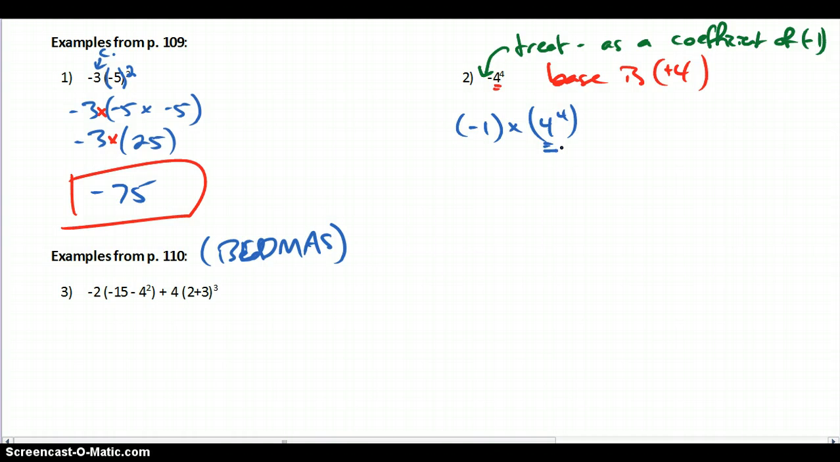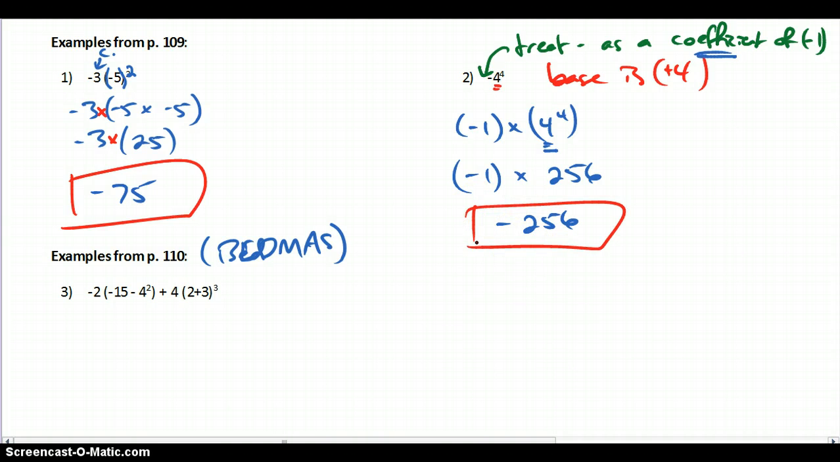We've seen that already, but there's just another way to look at it with this new idea, this coefficient idea thrown in. So we've got our -1 times 4 to the power of 4, which if we evaluate is 256. So our answer would be -256. All right. A couple ways there that coefficient is used.